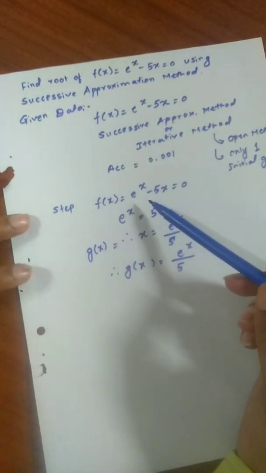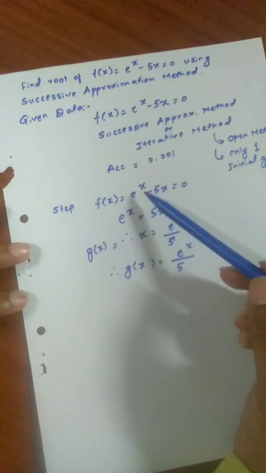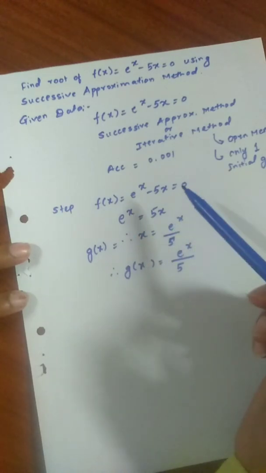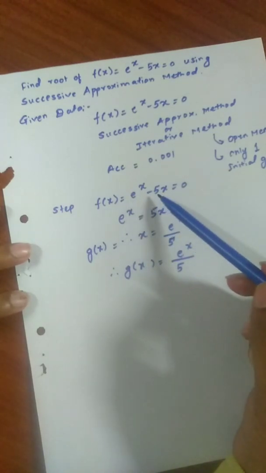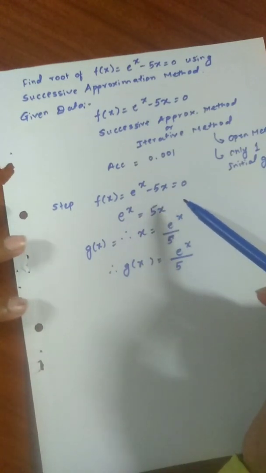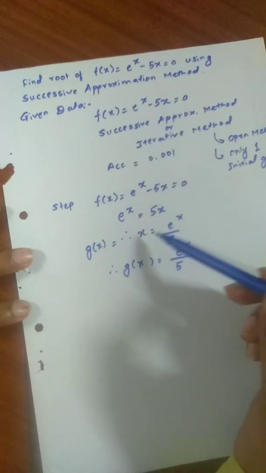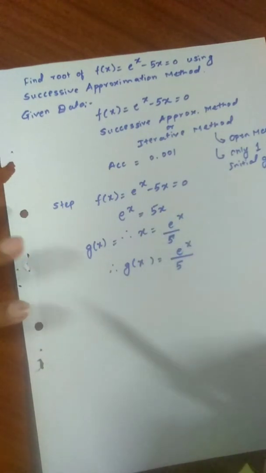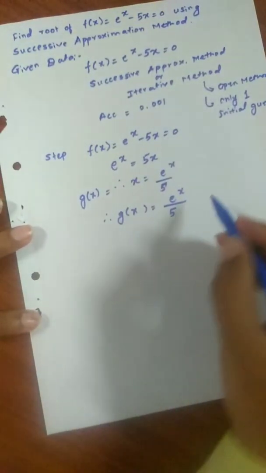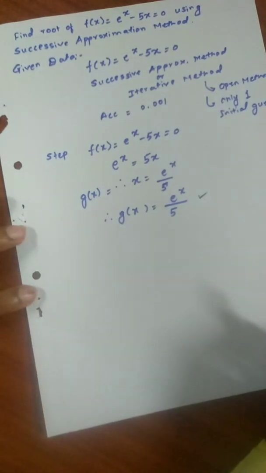So in this given example, you can convert e raised to x equal to 5x and then x equal to e raised to x divided by 5, or you can have e raised to x equal to 5x and then x equal to log of 5x. But instead of taking log, we are going to simplify it in a simple way, that is x equal to e raised to x divided by 5. Now this function we are going to consider further for the calculation.